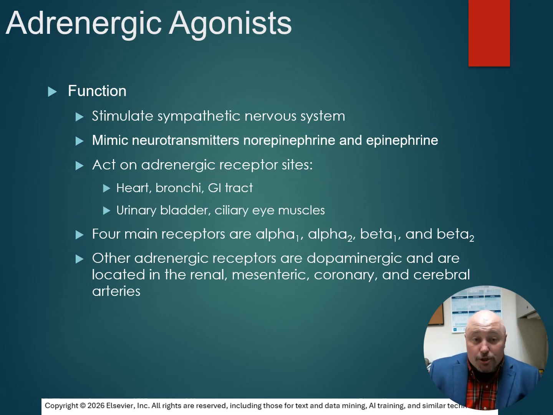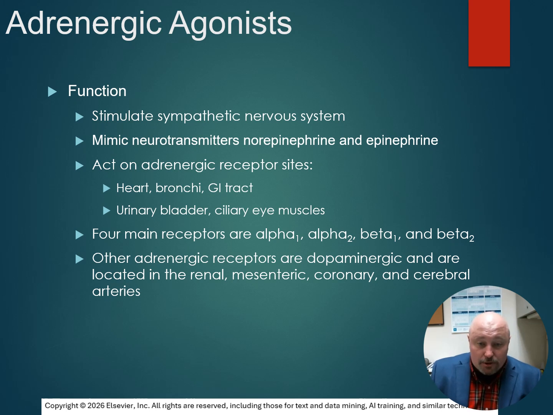Let's begin with adrenergic agonists. These are drugs that stimulate the sympathetic nervous system. They mimic neurotransmitters such as norepinephrine and epinephrine, and act on adrenergic receptor sites such as those within the heart, the bronchi, the GI tract, the urinary bladder, and the ciliary eye muscles.